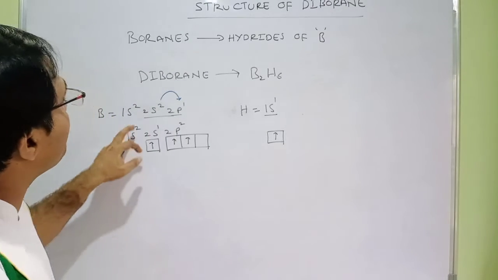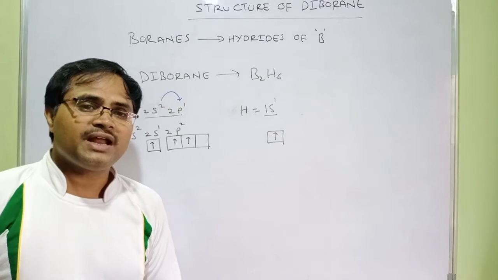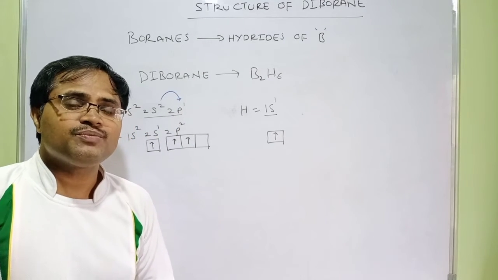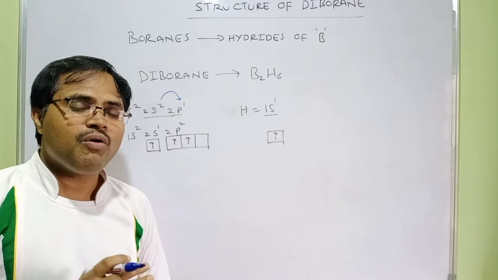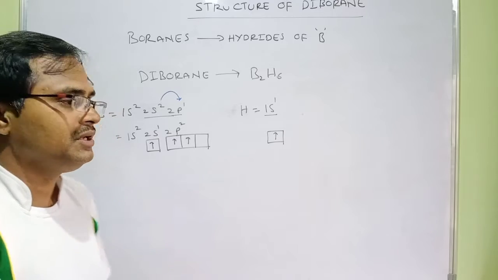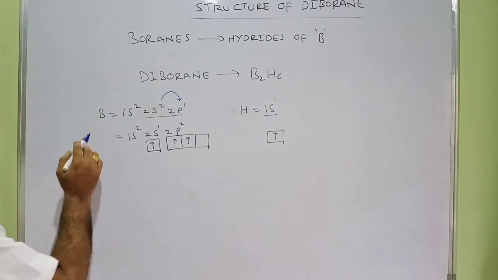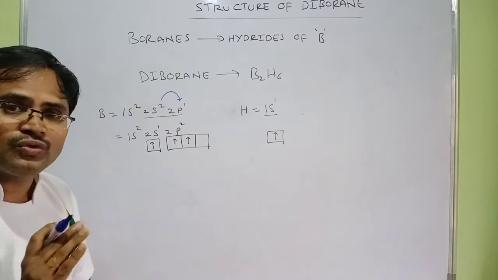So what is the chemical formula of diborane? B2H6. In order to describe the structure of diborane, first we should know the valence electron configuration of boron and hydrogen, because it contains only boron and hydrogen. So let us look at boron. Boron electron configuration is 1s2 2s2 2p1. This is the electron configuration in the ground state.